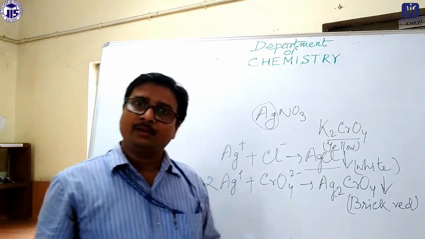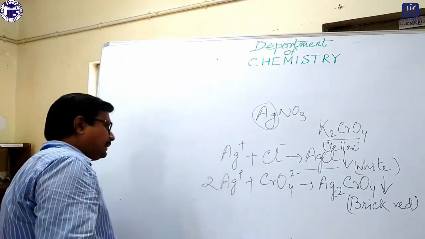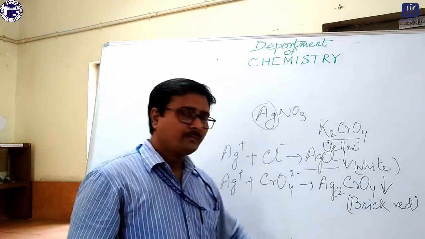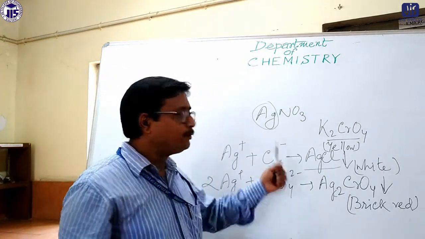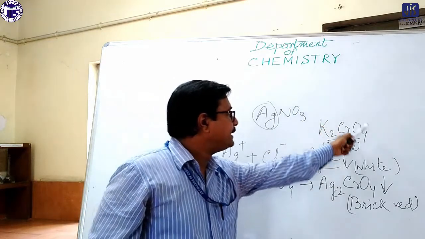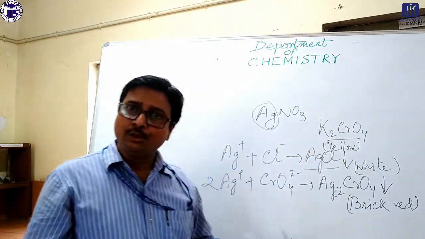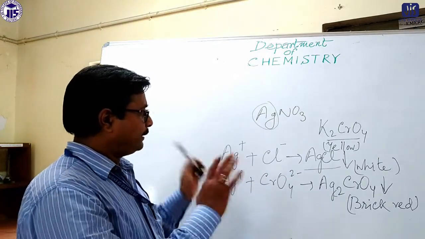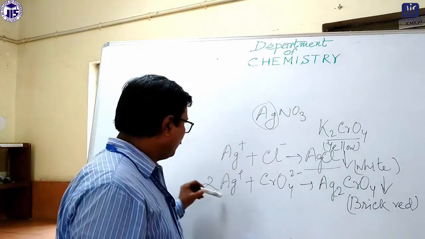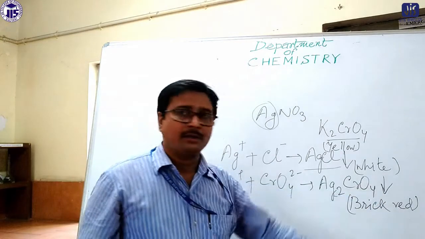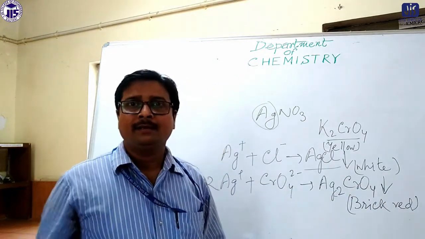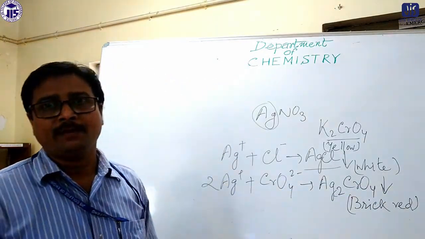Okay, now at the end point, as I told, the indicator color is yellow, so the color of the solution is yellow, and after titration we will find the brick red coloration. So yellow to brick red is the color change of this experiment.